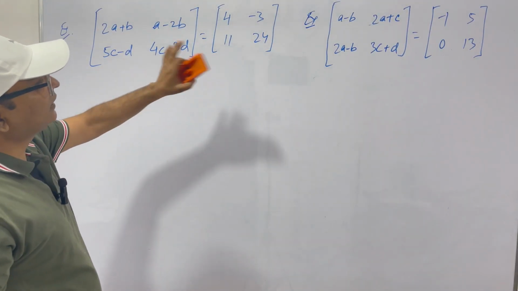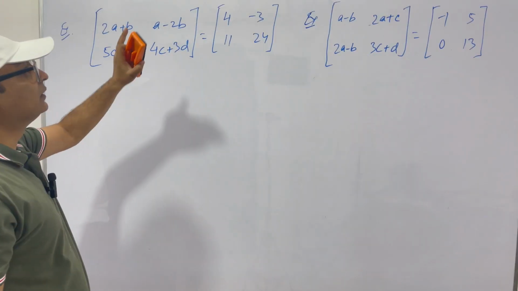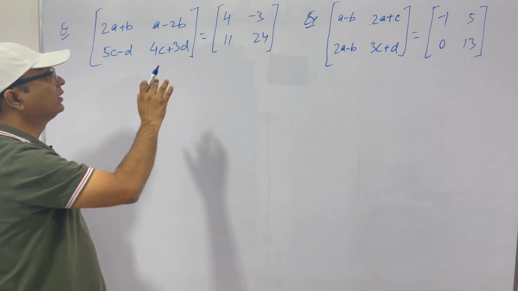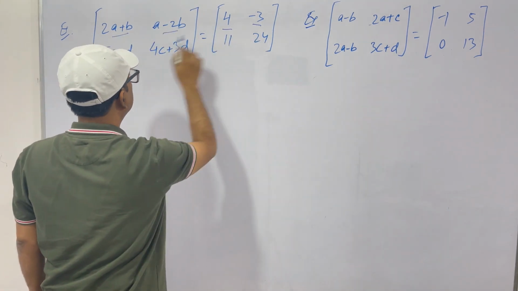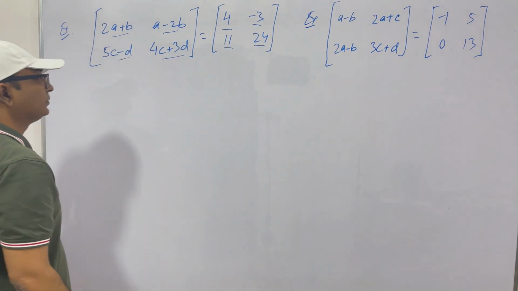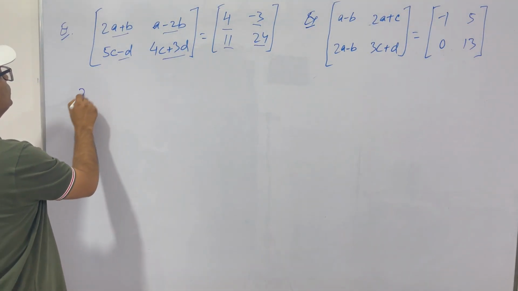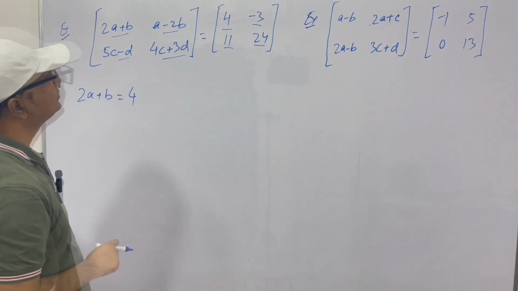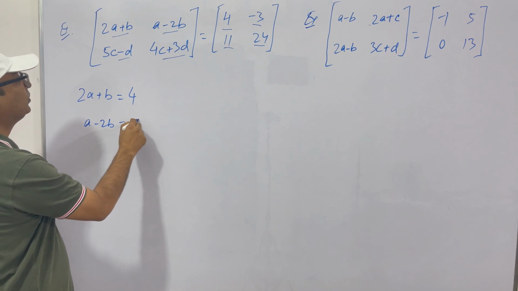It says these matrices are equal, so find the value of a, b, c, d. Since these two matrices are equal, obviously this will be equal to this, this will be equal to this, this will be equal to this, and this will be equal to this. Clear? So 2a plus b is equal to 4 and a minus 2b is equal to minus 3.